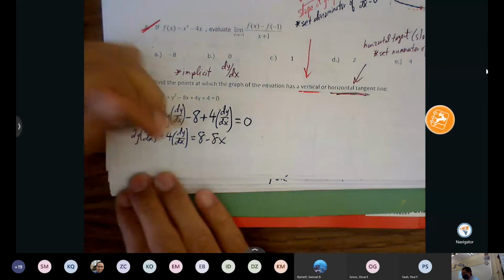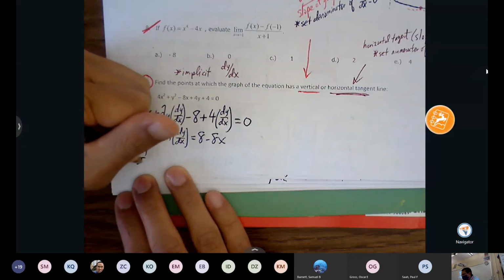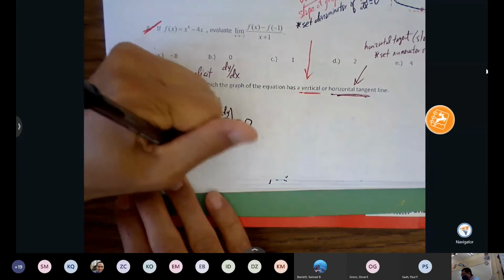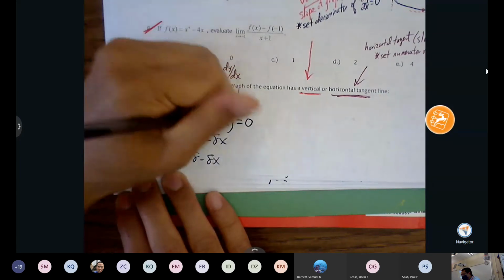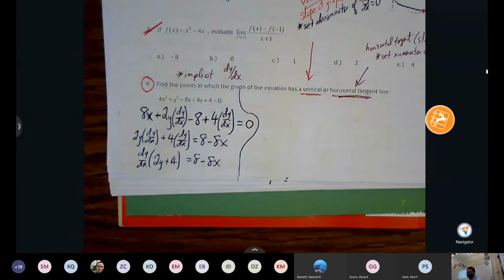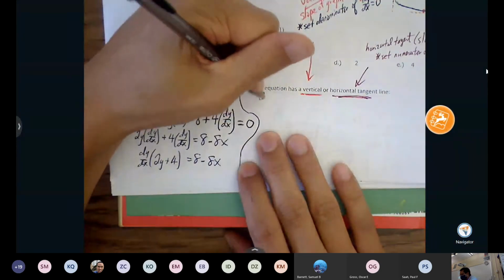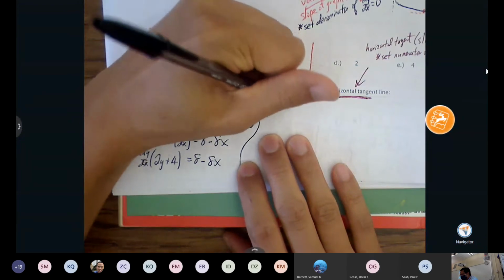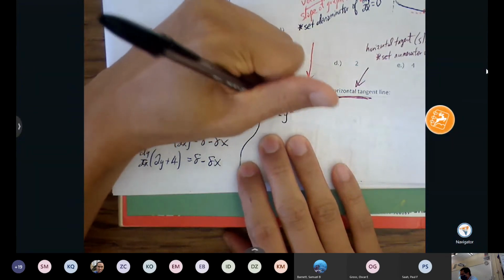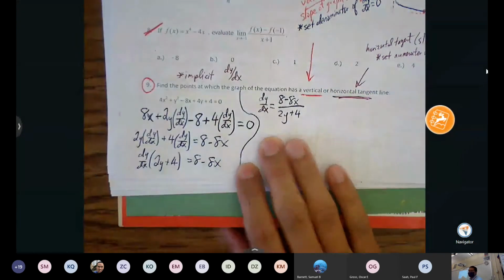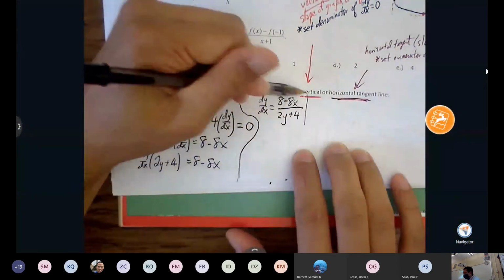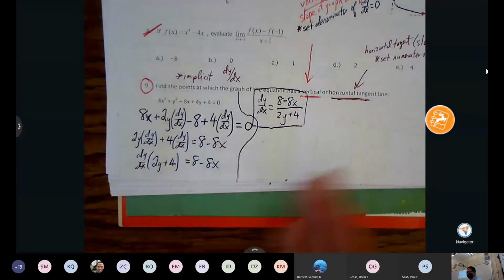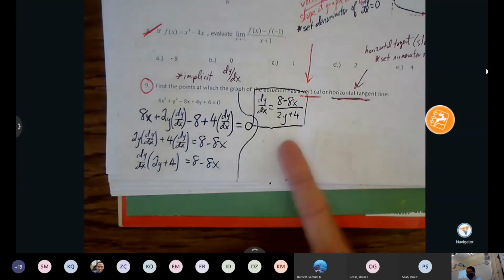Okay, factor dy dx out. Divide the parentheses over. So here's our dy dx. If you want to continue factoring out the 2 and reduce it, that's fine, but this is okay.